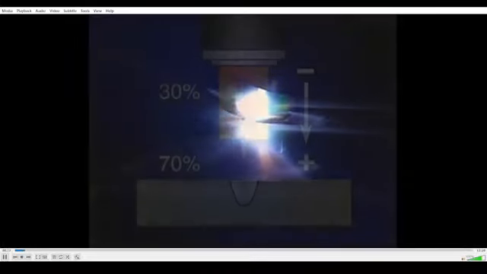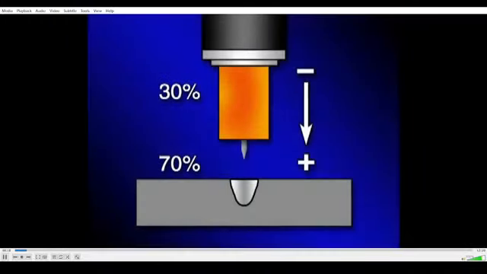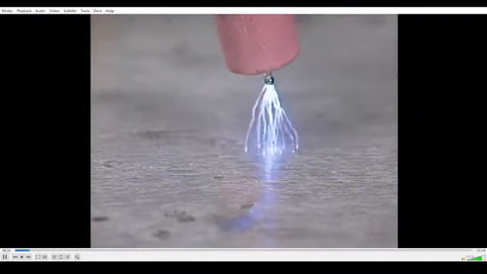The objective of this topic is to examine the effects of process variables like current, machine settings, shielding gas, and electrode tip geometry on the welding arc. We'll review the welding characteristics of direct current and alternating current, as well as the role of high frequency in starting and maintaining the arc.